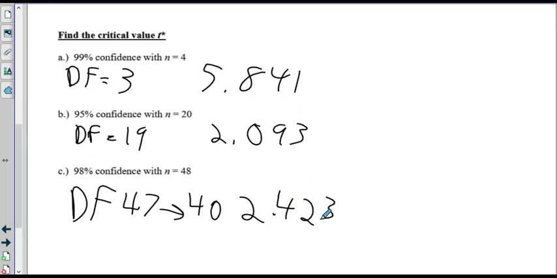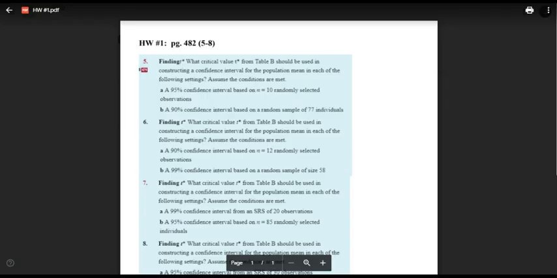Now, your homework. Here's your assignment, number 5. All right, so I'm going to write down critical information and then transfer it over. So for 5A, we have 95% confidence interval and n equals 10. For 5B, it's 90% confidence interval and 77.